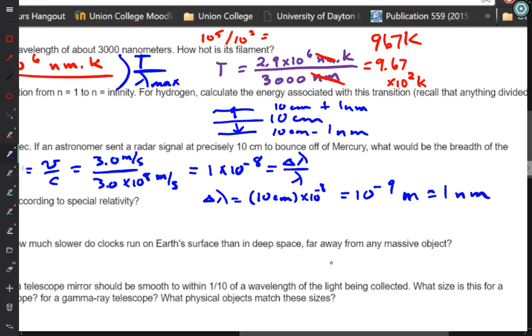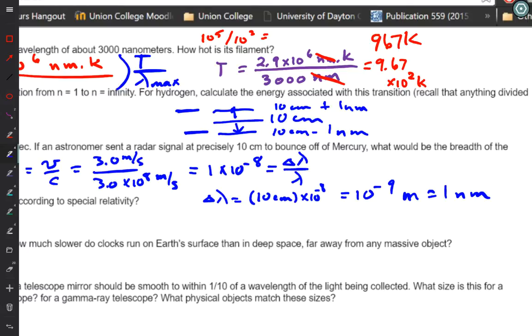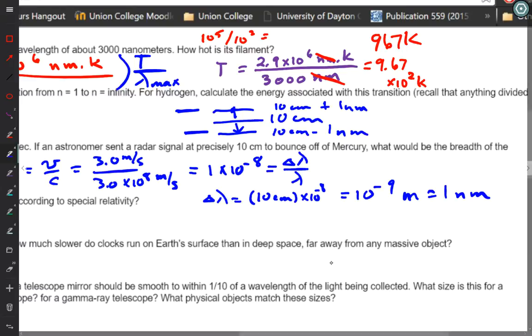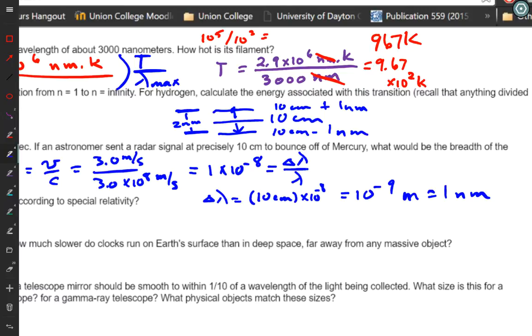So what's the total width from there to there? What's the difference between 10 centimeters minus 1 nanometer and 10 centimeters plus 1 nanometer? 2 nanometers. So that line has a width of 2 nanometers, which is actually very easy to measure. So another thing we can determine is the rotation of an object by looking at the width of the lines with the Doppler shift.